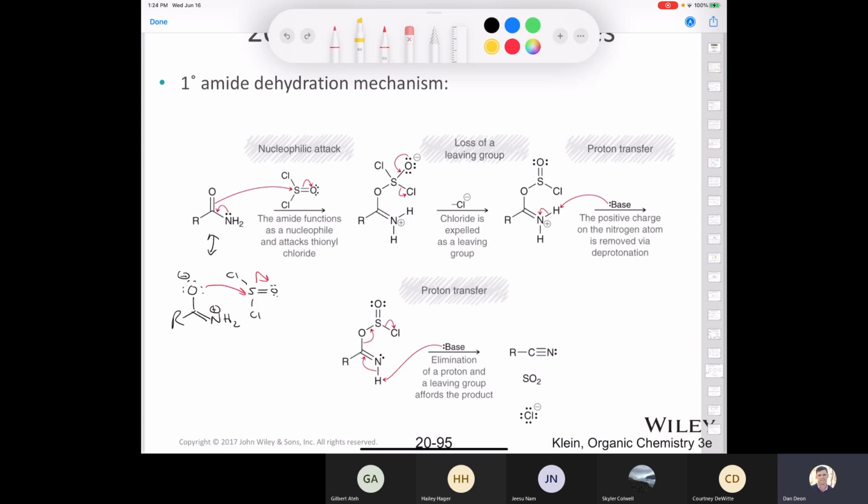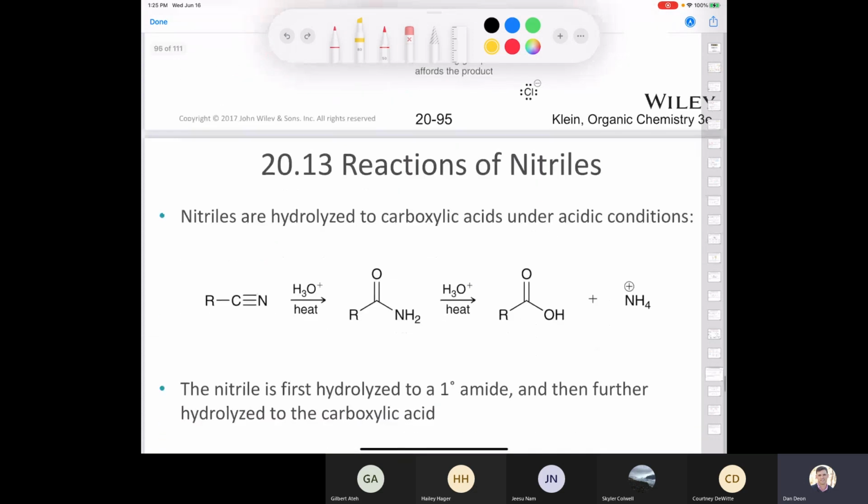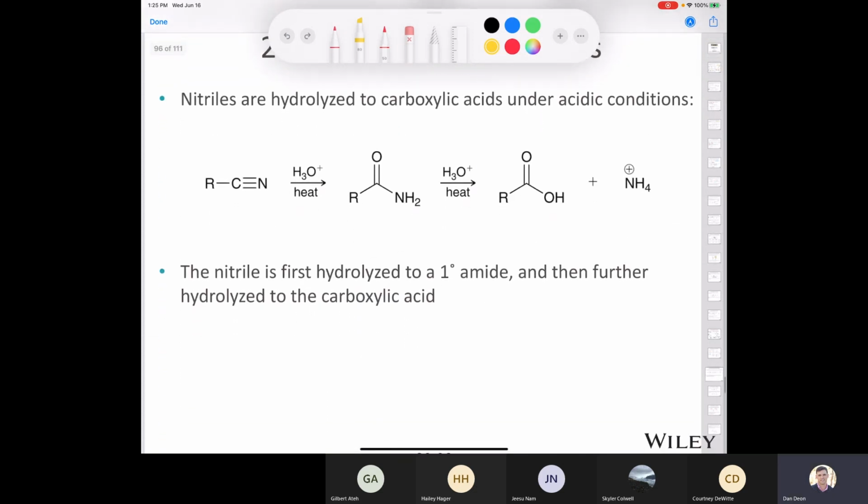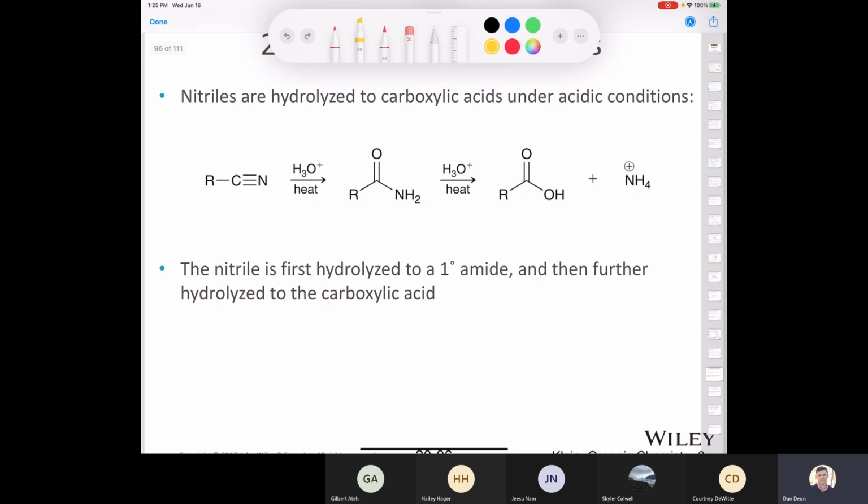And then we lose a chloride as a leaving group. A base comes in, does a deprotonation, and then we get this sort of fragmentation at the end as a result of a proton transfer, and we end up losing SO2 and chloride, and we end up with our nitrile like that. All right. So nitriles, what can you do with a nitrile?